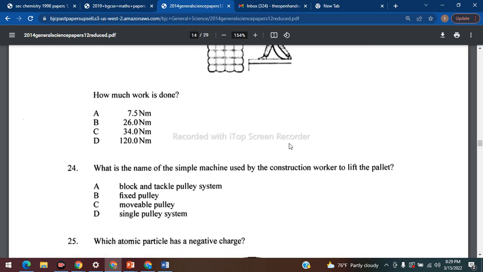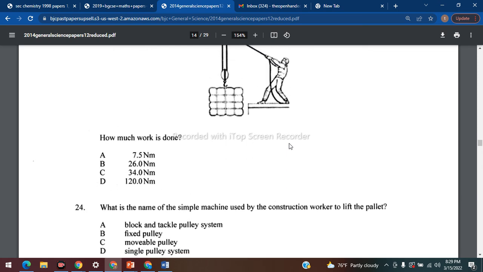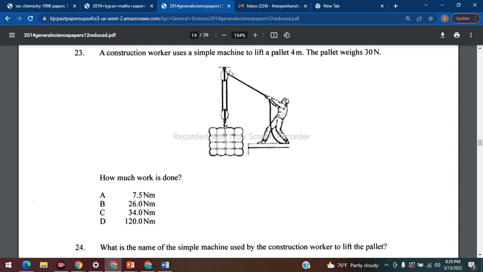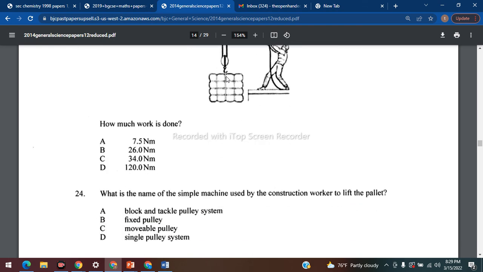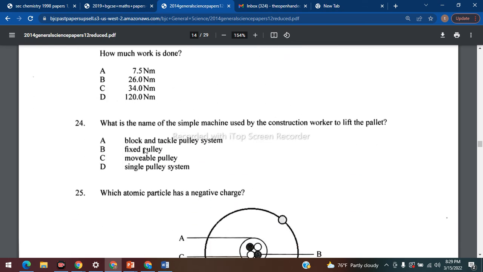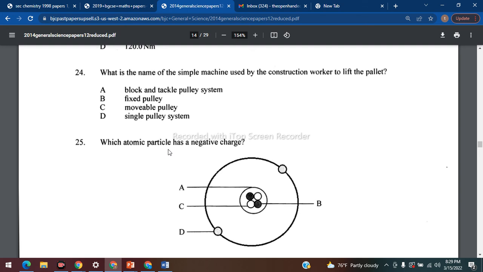Nope. Move on. Single pulley. Movable. So D. Is it C? Someone said fixed pulley. Fixed. So the answer is B, because this doesn't move. It's a fixed pulley. Okay. So fixed pulley.